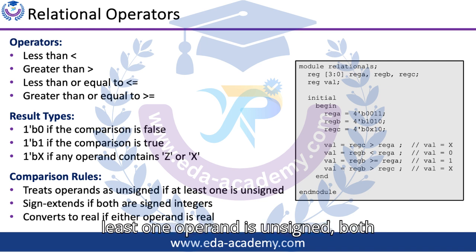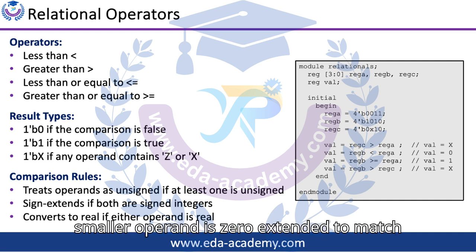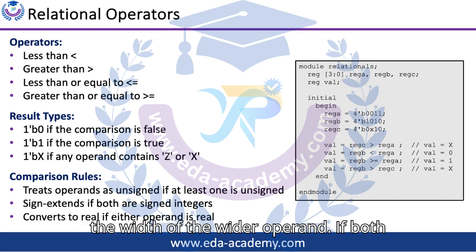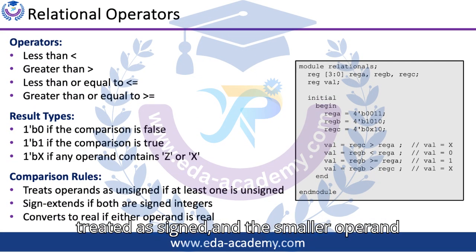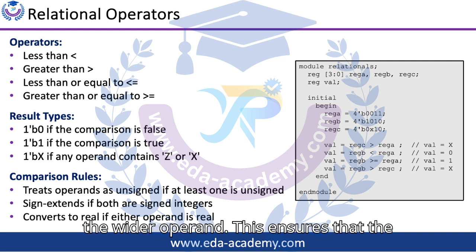If at least one operand is unsigned, both operands are treated as unsigned, and any smaller operand is 0 extended to match the width of the wider operand. If both operands are signed integers, they are treated as signed, and the smaller operand is sign extended to match the width of the wider operand. This ensures that the comparison considers both operands correctly as signed numbers.